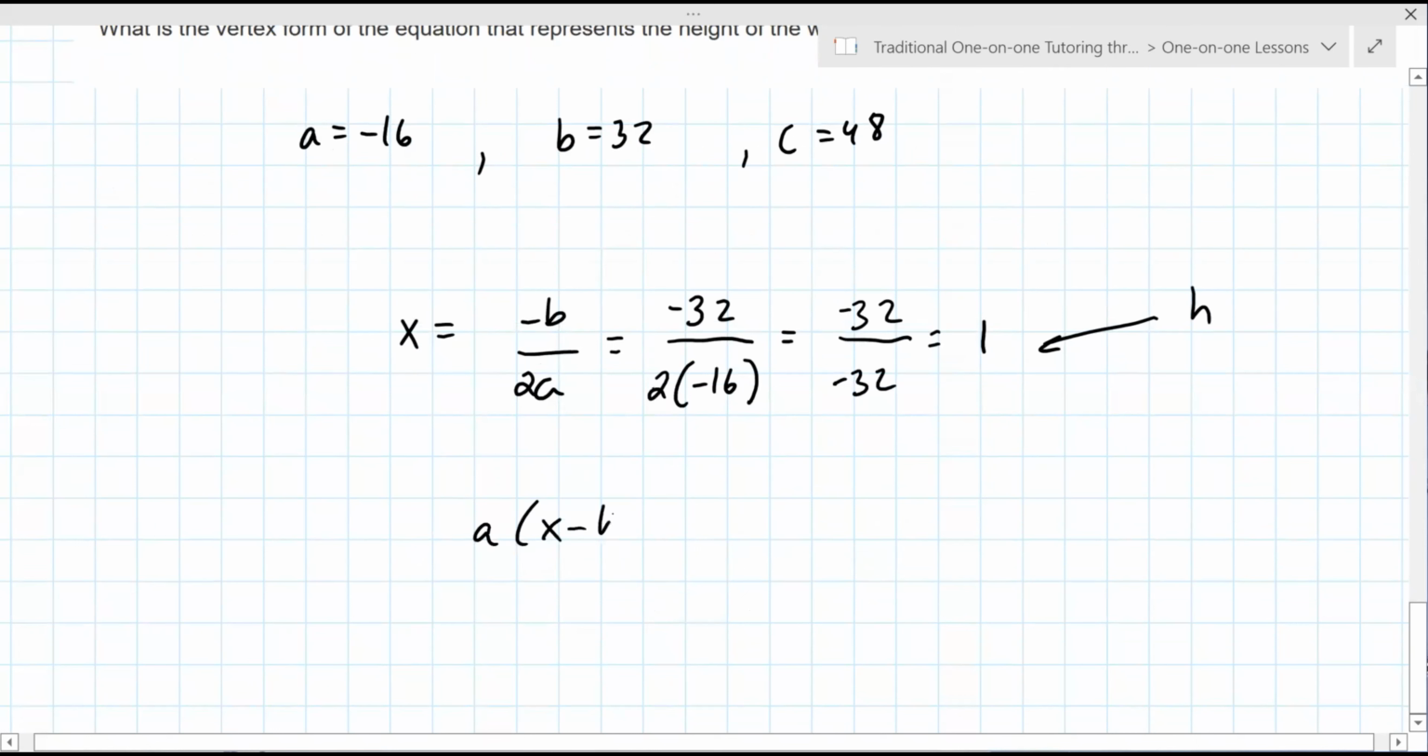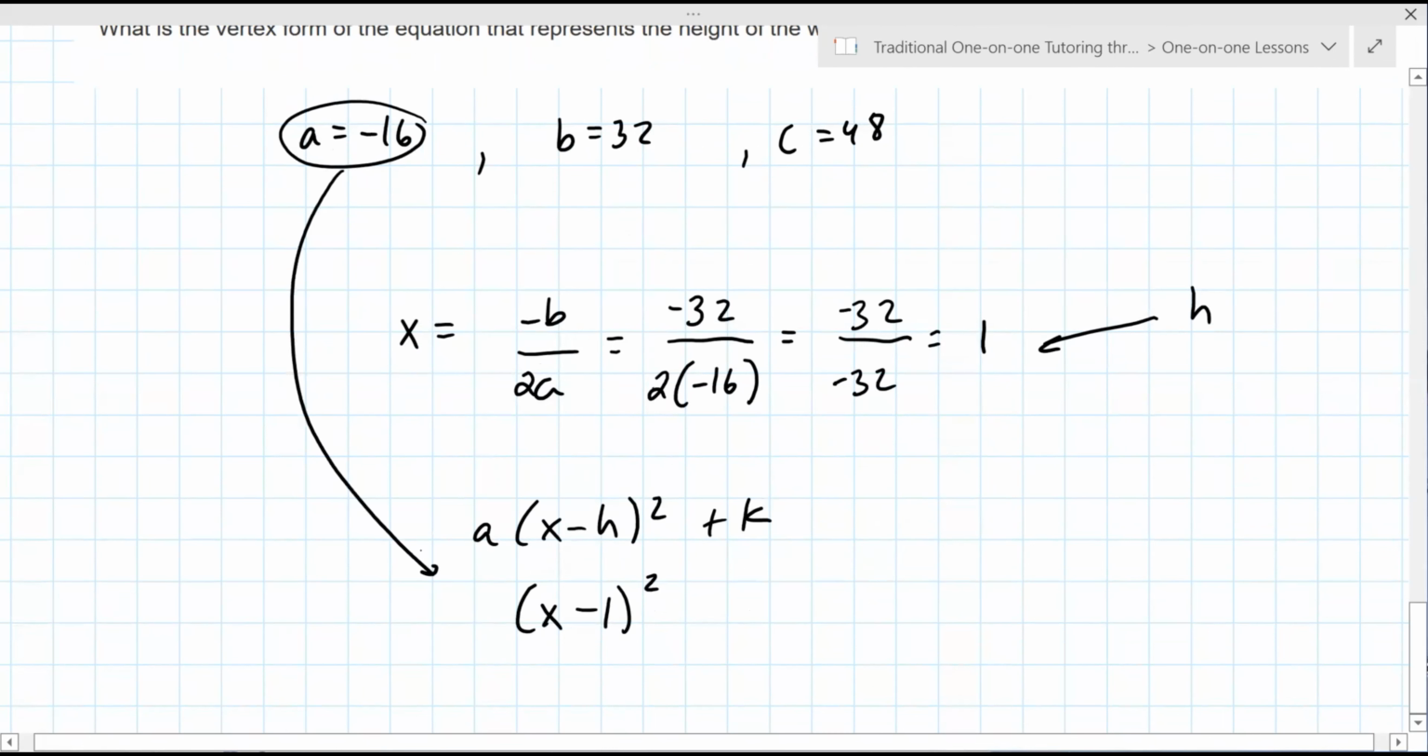We wrote a times x minus h squared plus k. So this is your h value. So it's x minus 1 squared. And I mentioned this before, the a value is exactly the same. So you bring that down, minus 16. And that should be enough to get you the correct answer in a lot of these. Maybe not every one, but a lot of them.